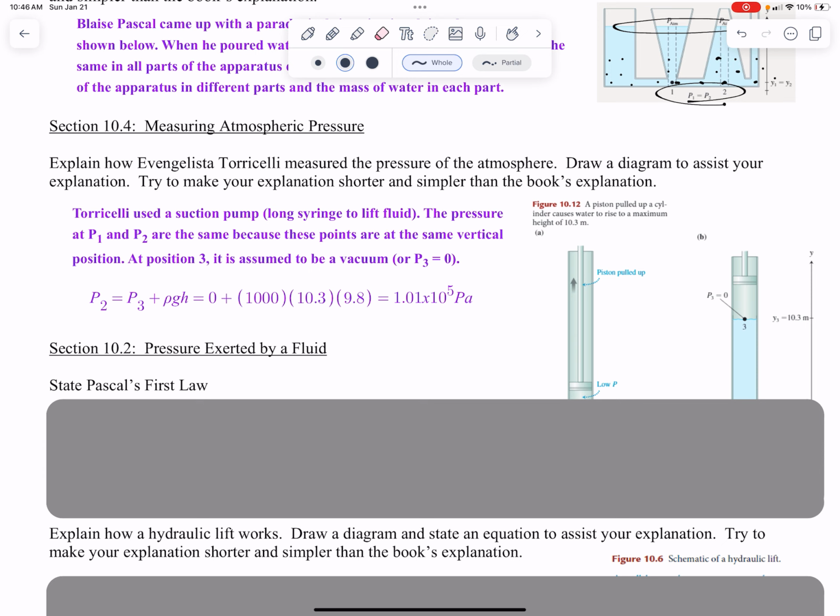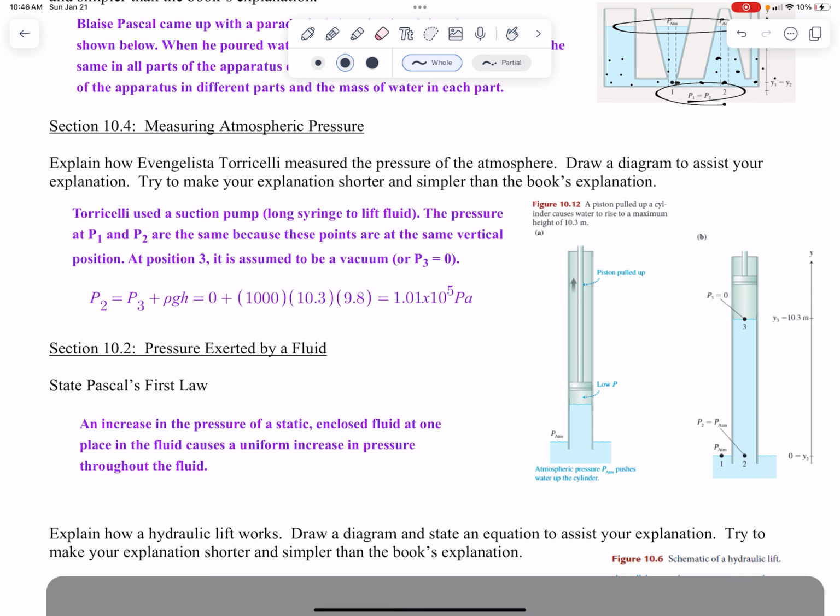I'm going to go ahead and uncover this one too, just so we can see. So he used a suction pump, basically a long syringe, to lift the fluid. On top of the syringe, you're creating a very low pressure environment, which means fluids always move from high pressure to low pressure. So the fluid would essentially be sucked up, or forced up, towards the region of lower pressure as the plunger is pulled up.